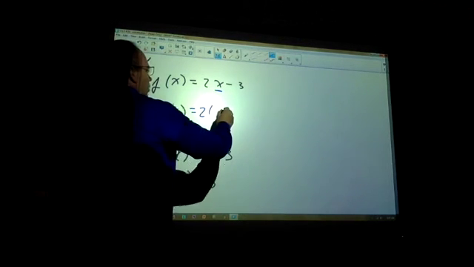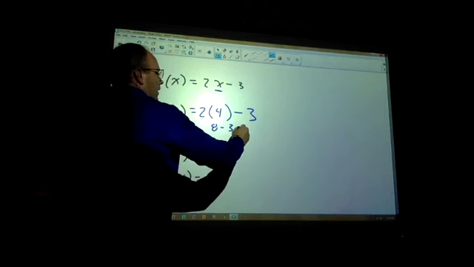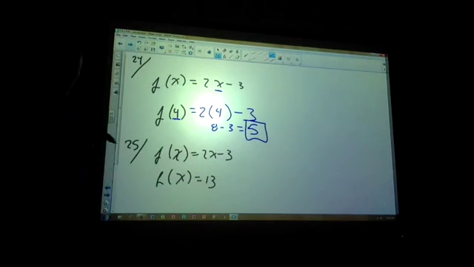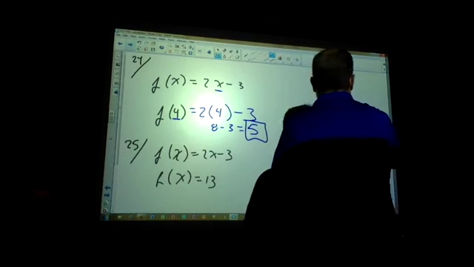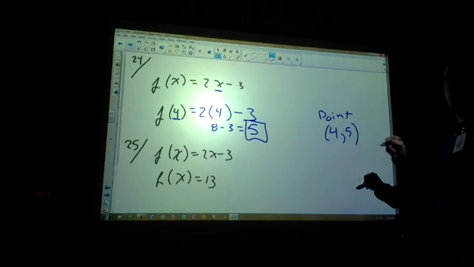So this is going to be 2 times x minus 3. There was an x here. What's going to go there now? 4. So 8 minus 3, that gives me 5. Okay, so this is the actual answer. If I wanted the point, what point would this be as an ordered pair x comma y? It would be listed as 4 comma 5. You plugged 4 in for x, the output was a 5.